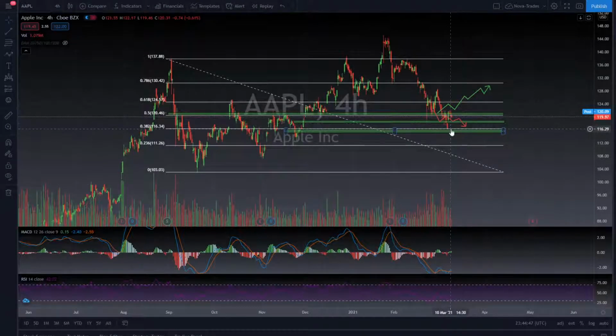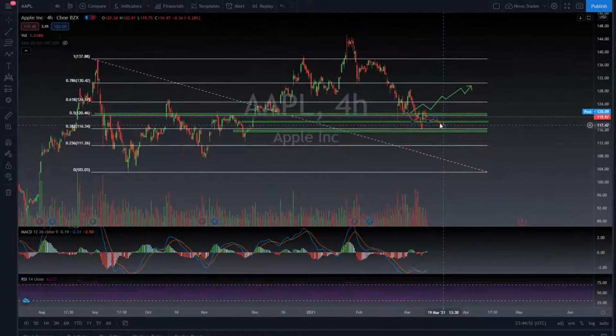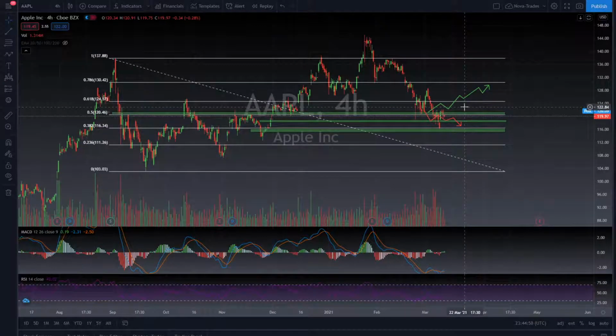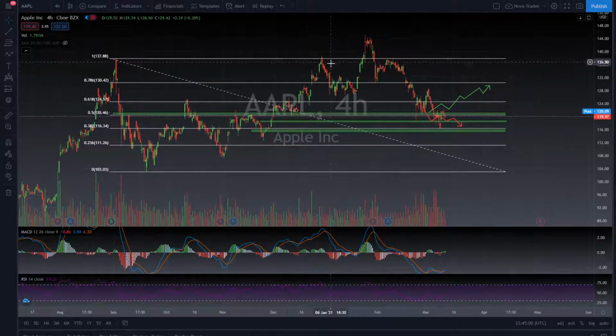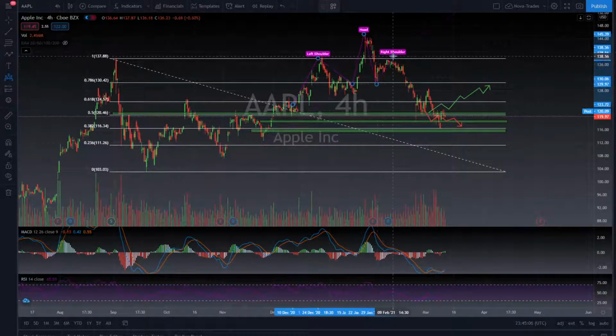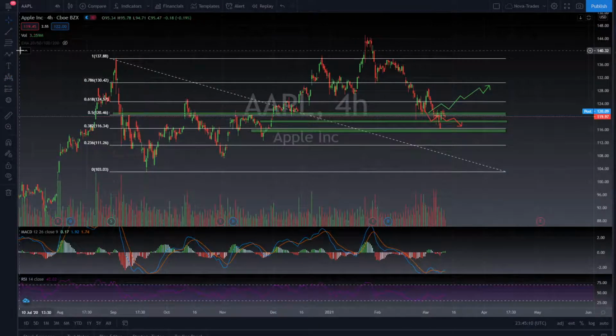But Apple did come down and test 116 and bounced hard. I think Apple will probably drop to the bottom of 119 and bounce from there. We had a head and shoulders on Apple, which I'll draw out real quick. This is on the 4 hour as well. So we had a head and shoulders on Apple, but that played out. Right now, the main thing for Apple to do is to base off, but it looks like we've done a decent job consolidating right here.